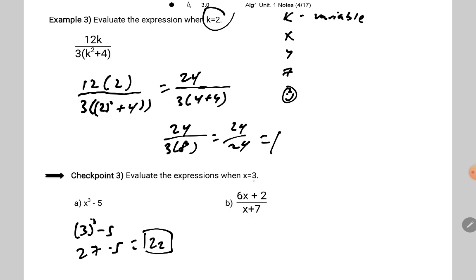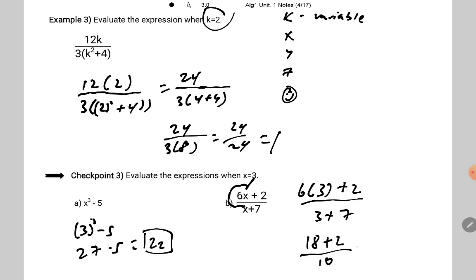I'm going to put 3 into here and here. So I have 6 times 3 plus 2 over 3 plus 7. So I have 18 plus 2 over 10, which is 20 over 10. 20 divided by 10 is 2.